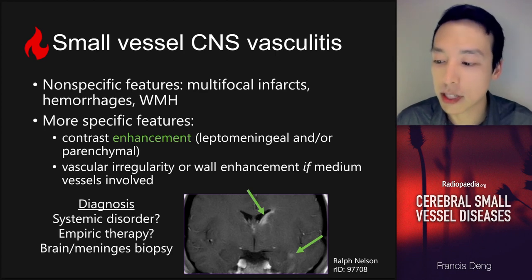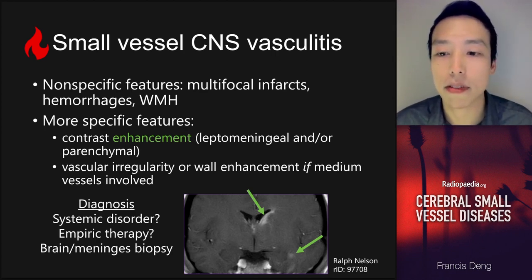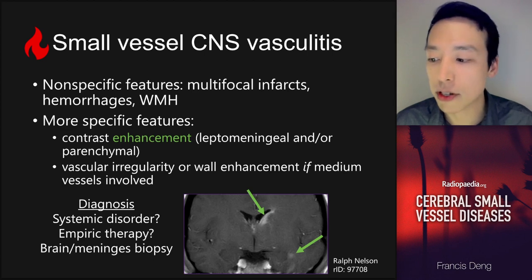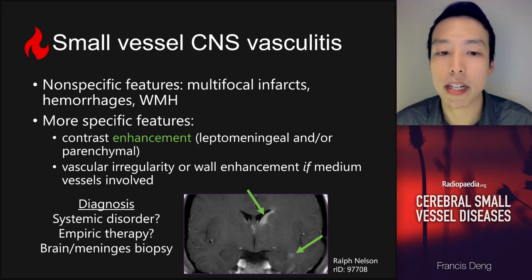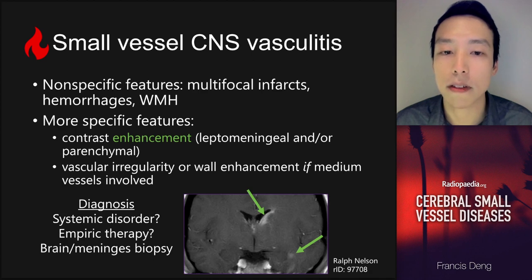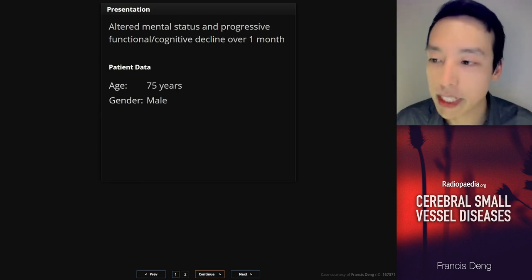Now, as I said, the diagnosis is difficult. First, you have to ask on a systemic workup, is there any evidence of a systemic vasculitis or of an infection? You might opt to treat empirically. You assume the imaging findings are due to an inflammatory disorder and you treat with steroids or other immunomodulating therapies and see if the disorder gets better. But the gold standard to diagnosis of small vessel CNS vasculitis is going to be a biopsy of the brain and leptomeninges. So let's take a look at a related case.